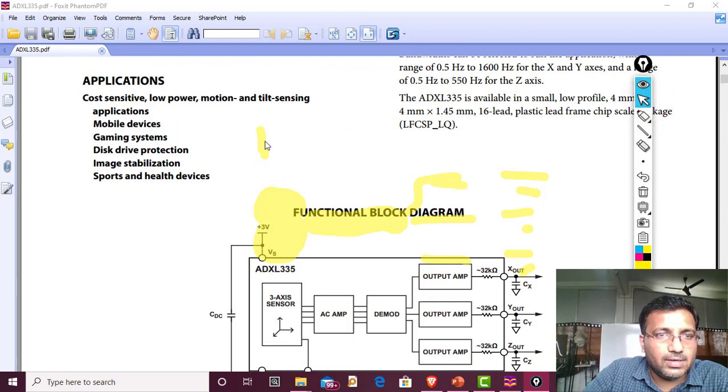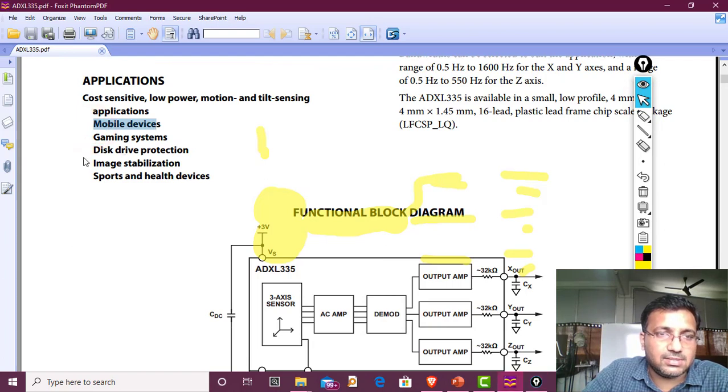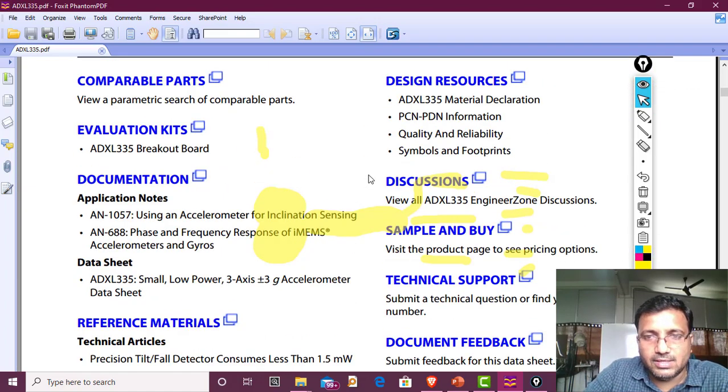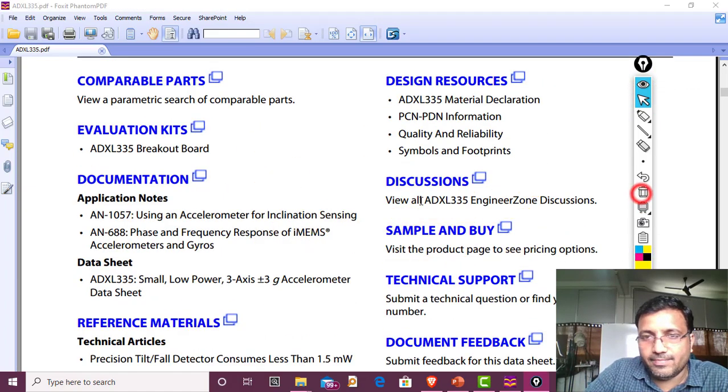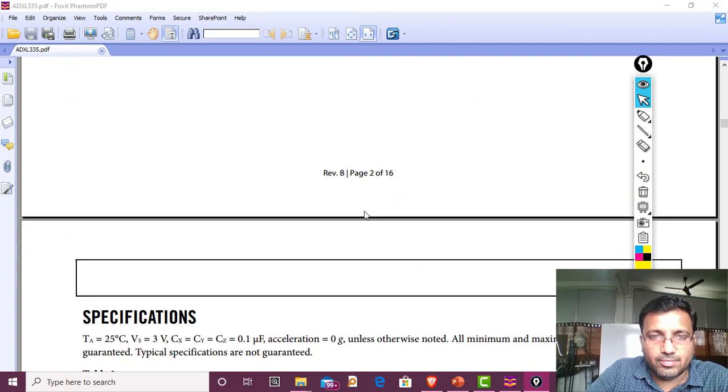There are different applications available for this. Applications include mobile devices, gaming systems, disk drive protection, image stabilization, and sports and health activities as well. So this is the thing, and we'll see the packaging of the ADXL335 at the bottom.